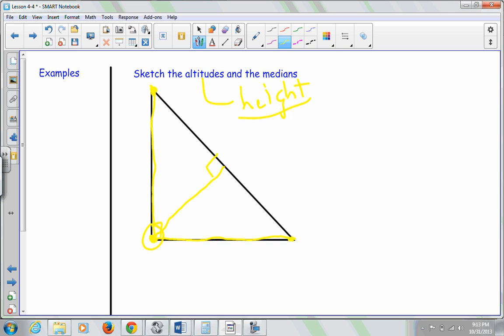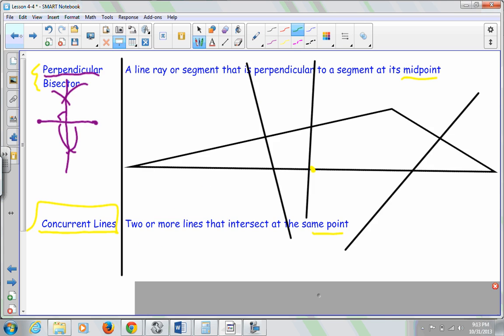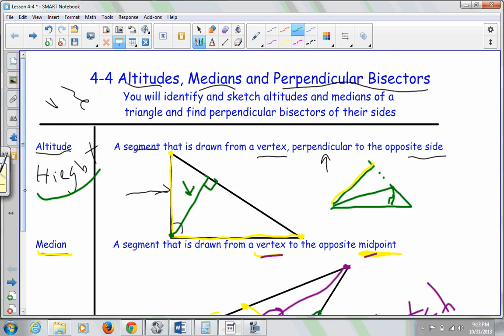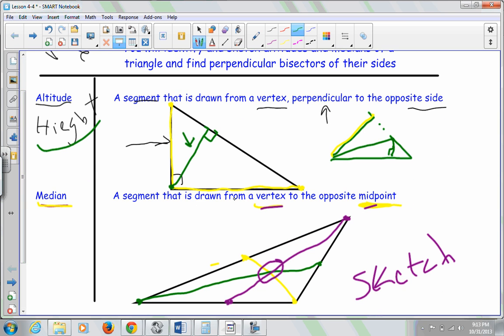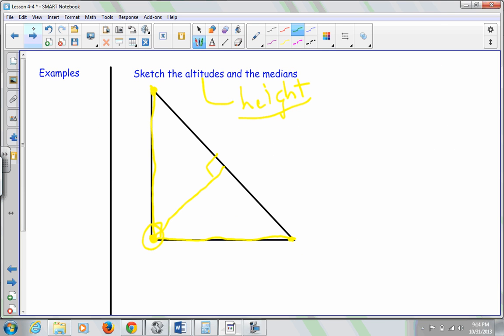All right. So let's now do all the medians. Okay. Remember medians, if we go back, a median is a segment that is drawn from a vertex to the opposite midpoint. Okay. So from this vertex, and actually, let me clean this up a little bit. All right.